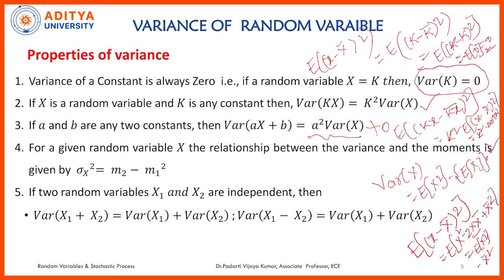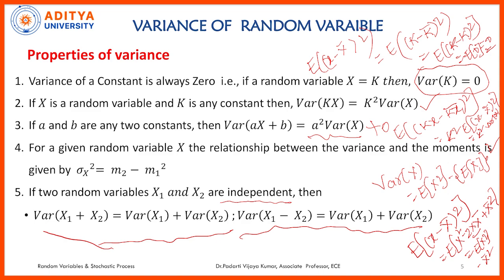Next, variance of independent random variables. If two random variables x1 and x2 are independent, variance of x1 plus x2 is equal to variance of x1 plus variance of x2. Similarly, variance of x1 minus x2 is equal to variance of x1 plus variance of x2.